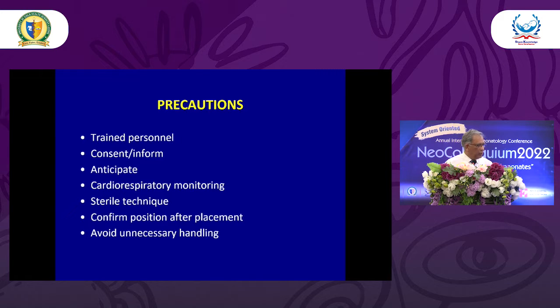Sterile technique must be used. Cardiorespiratory monitoring is done. After a long line is put in, we must confirm the position. And after the long line is put in, we will not handle it without any real indication. They are better left alone.